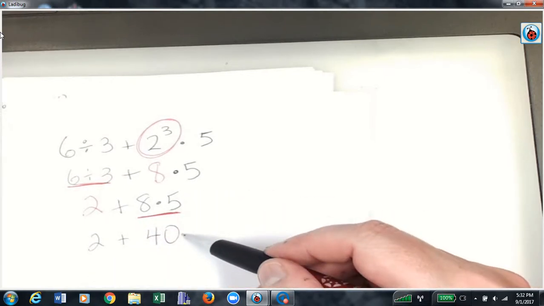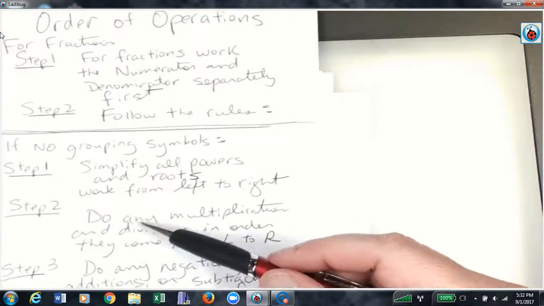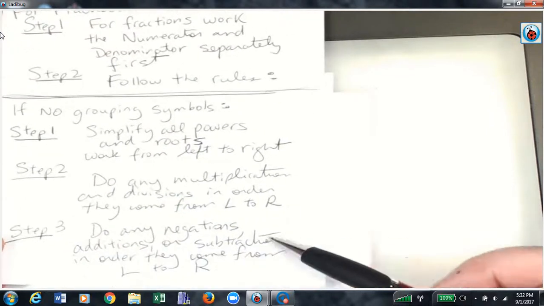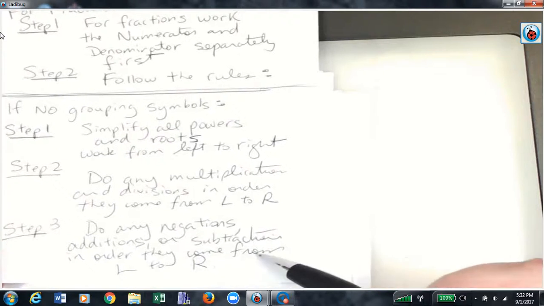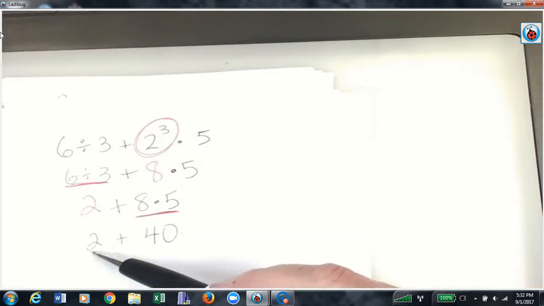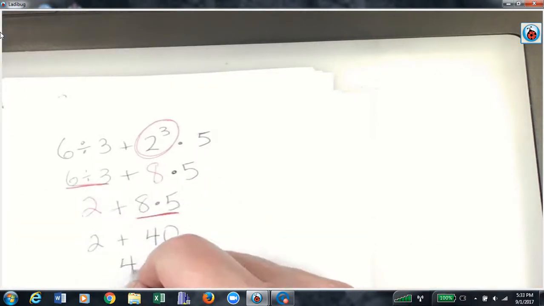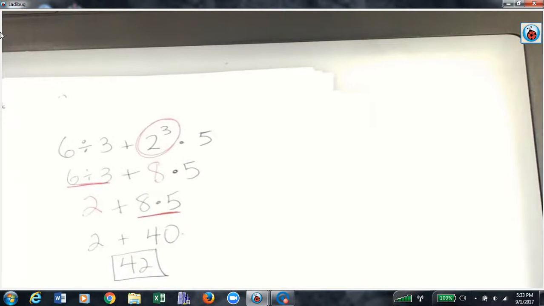I don't have any multiplications or divisions. So now I'm going into step 3. Do any negations, additions, or subtractions in the order they come from left to right. And I have 2 plus 40, and that'll give me 42. The answer is 42. Okay.